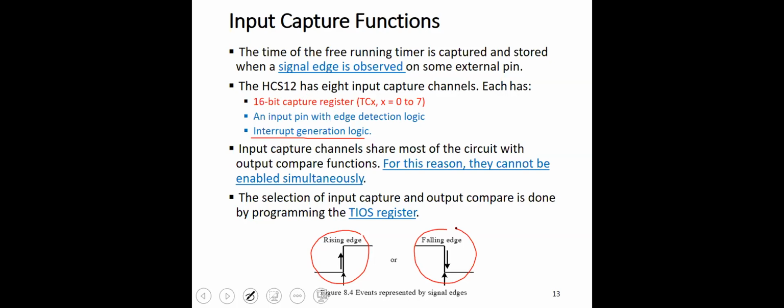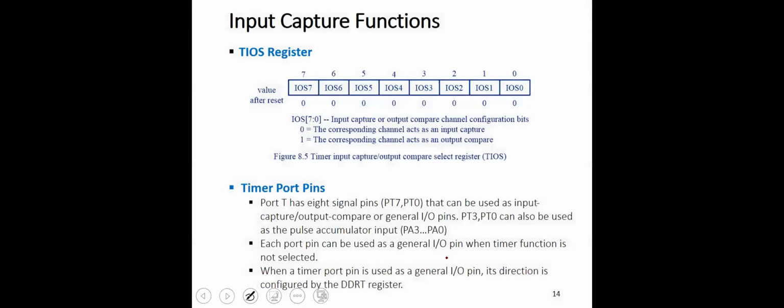We can configure them to capture the time at the rising edge or at the falling edge, or on both. So let's go into the details. In order to configure the type of the event that is to be captured, we can do that using this register, the TIOS register, the timer input capture/output compare select register.